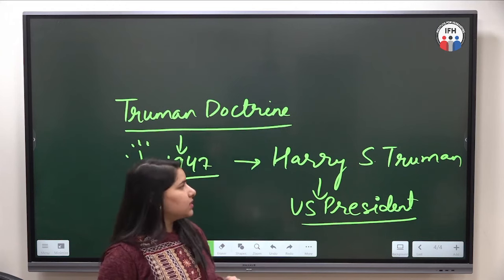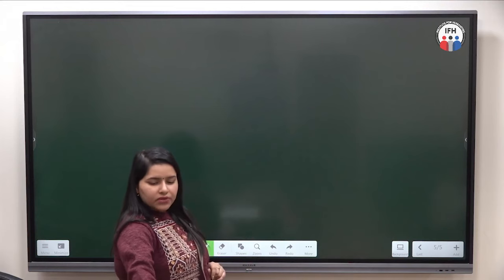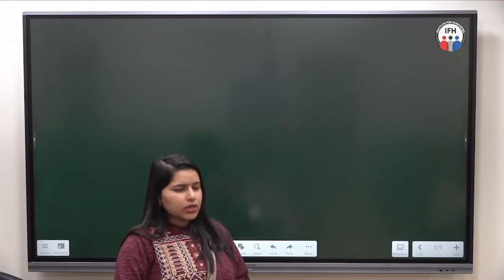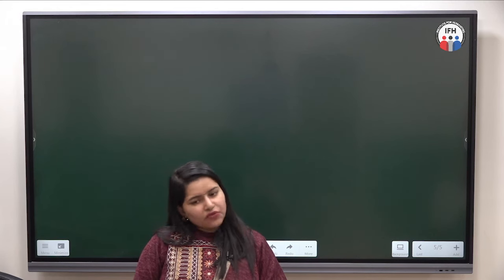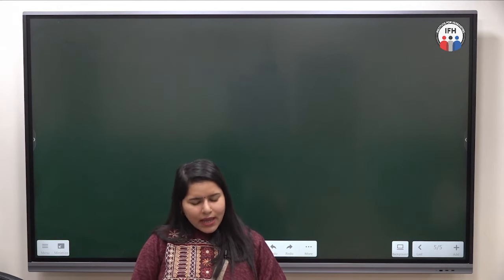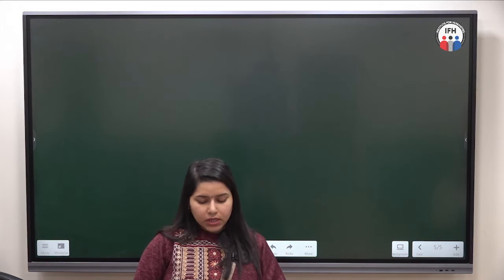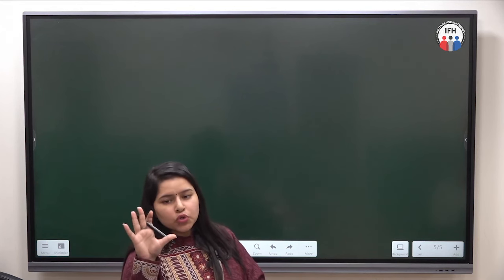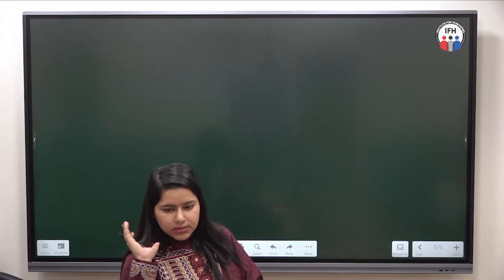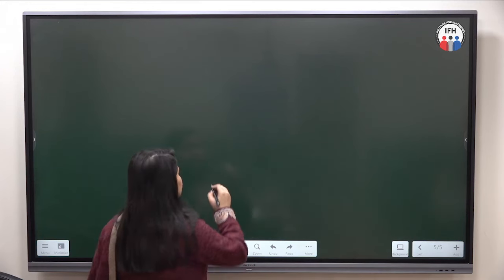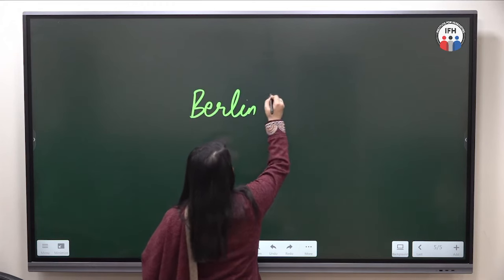Now the second event is the Berlin Blockade. This much you have, I have given in your notes, even more than required. So you just have to remember who announced this doctrine and when, right? And in your mind, just simply remember why they announced this doctrine. They announced this doctrine to stop the expansion or influence of Soviet communism. Right. Now the second event is the Berlin Blockade.